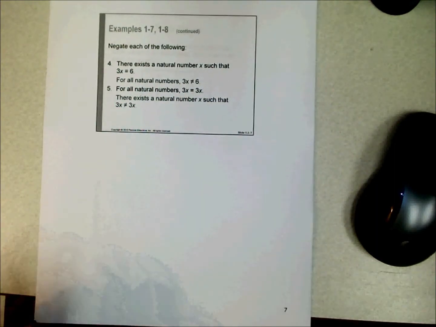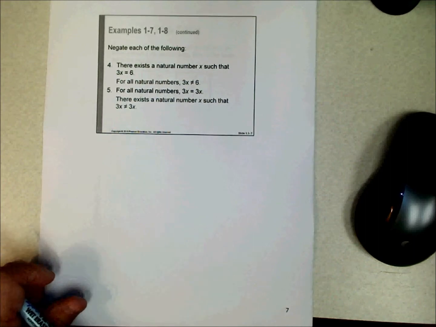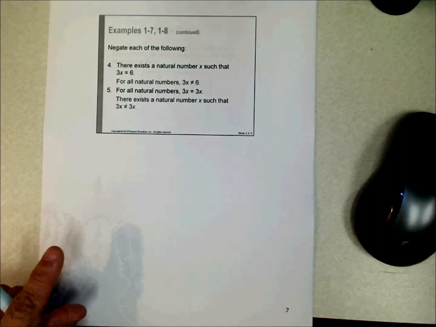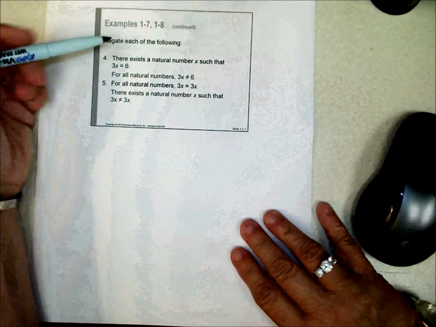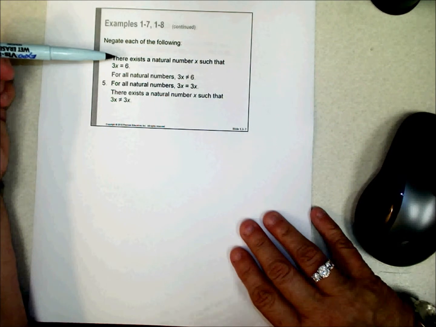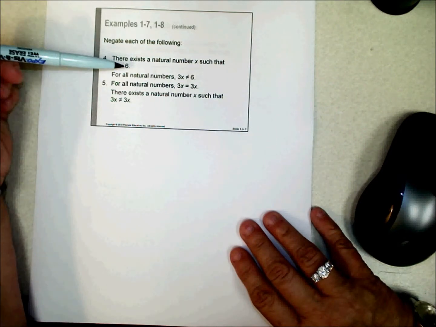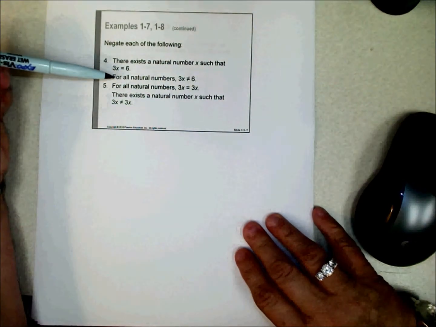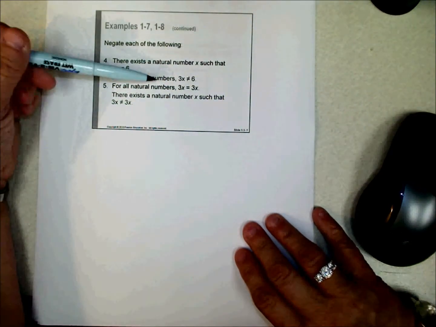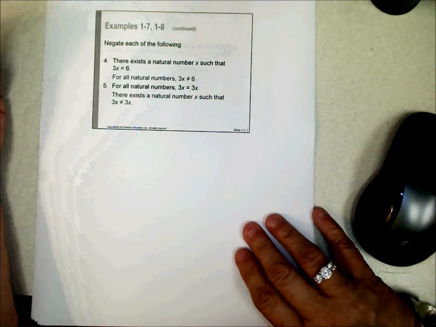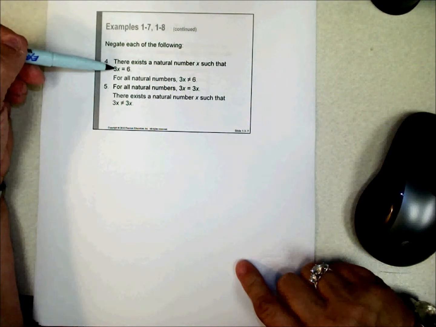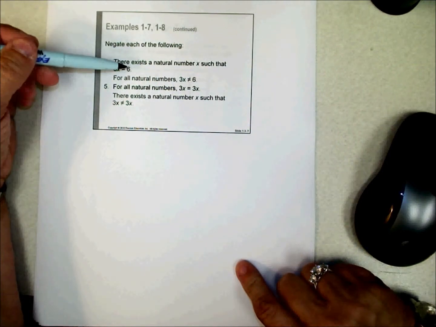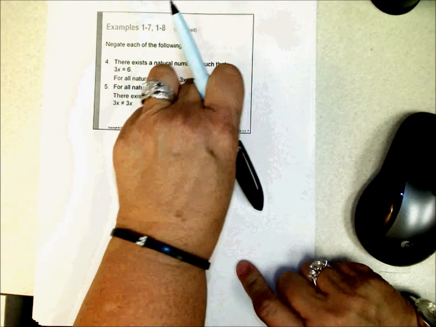There exists a natural number x such that 3x equals 6. So if you negate that, it would say there does not exist a natural number such that 3x equals 6. Or you might even say, like they did, for all natural numbers, 3x does not equal 6. In other words, we're saying here that there is a number x that makes this true. So if that's the case, then this one's going to be false.